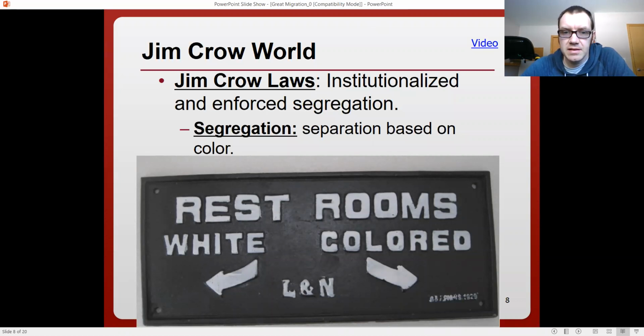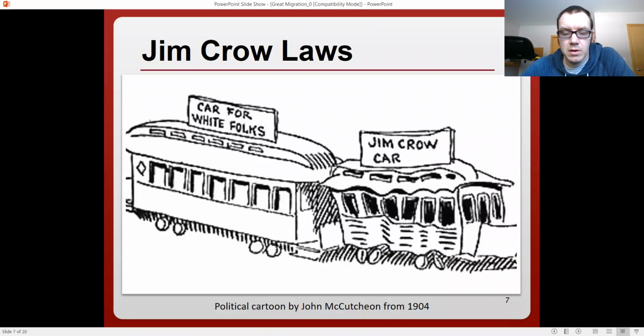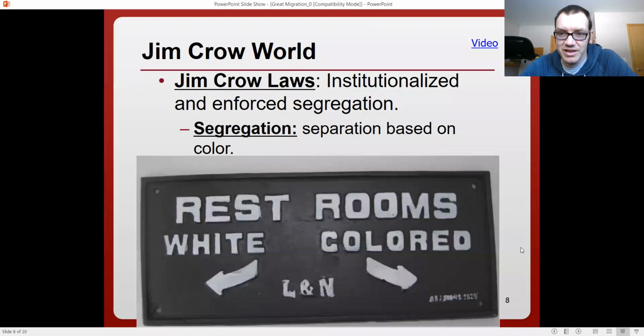Now, the idea was that you're supposed to have separate but equal. And so you have bathrooms for white people, bathrooms for black people. They're supposed to be equal. Schools for white people, schools for black people. They're supposed to be equal. That doesn't happen. As you can see here, here's the white car for white folks. Here's the car for black folks. They're not even at all. And so it becomes this joke of sorts that they're equal.